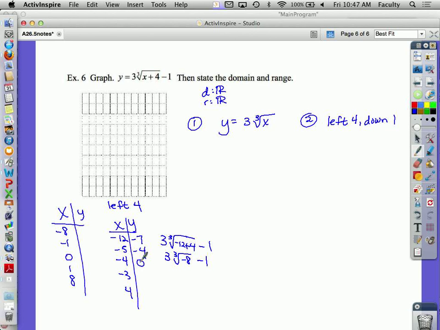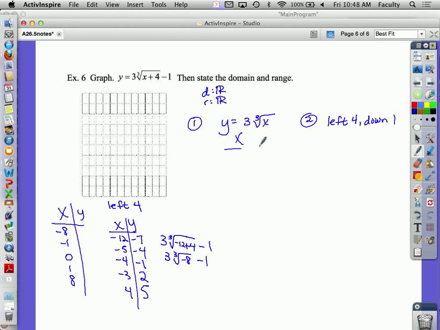Oops, I forgot to subtract the 1, sorry. Got it. It's 0 minus 1, so that's -1. -3 would be 1, so it's 3 minus 1 is 2. Plugging in a 4, that's 8. Cube root 8 is 2. 6 minus 1 is 5. Okay? And then you just plot those, knowing this is a cube root.